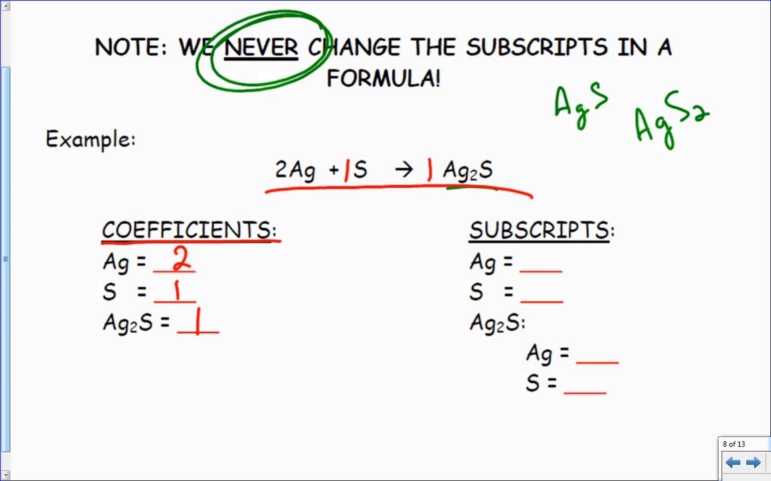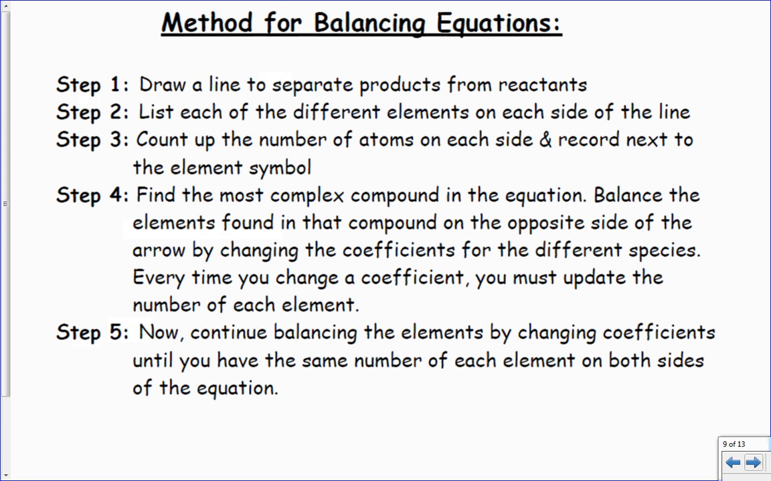So I'm going to switch colors. We'll do subscripts in green. Again, no number there. I will assume it's a 1 for Ag. No number behind the S, so I'll assume it's a 1. The subscript for this whole molecule is 1, but it doesn't ask us for that, right? It just says what's the subscript on Ag, which is 2. The subscript on sulfur, 1. Okay, real quick review of subscripts and coefficients. And now on to the meat and potatoes of the lesson, balancing equations.